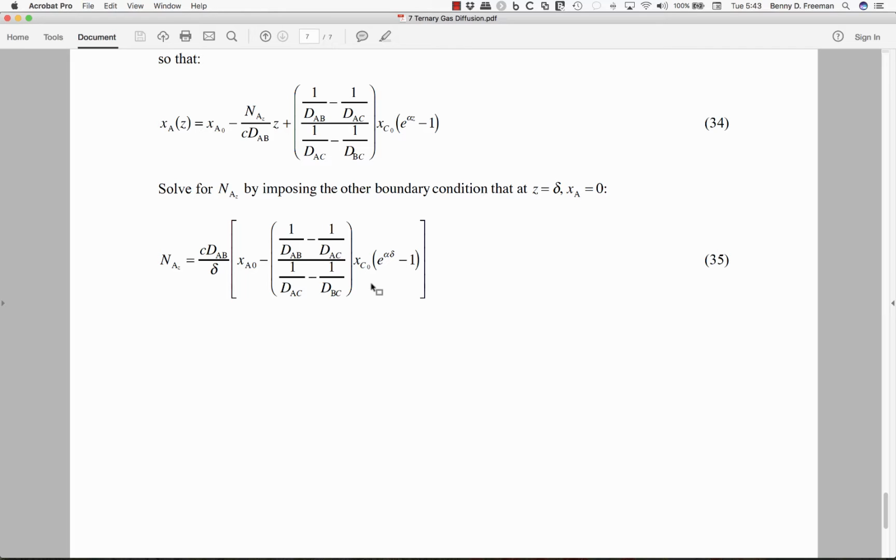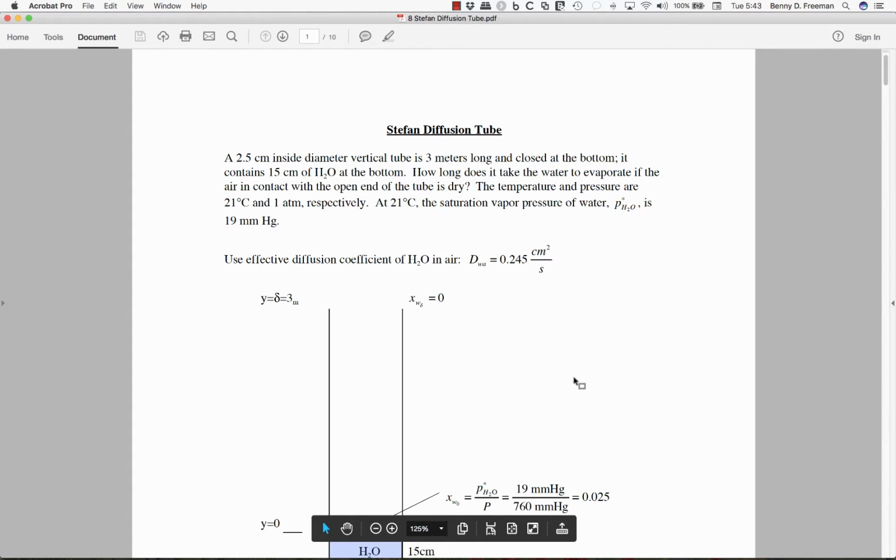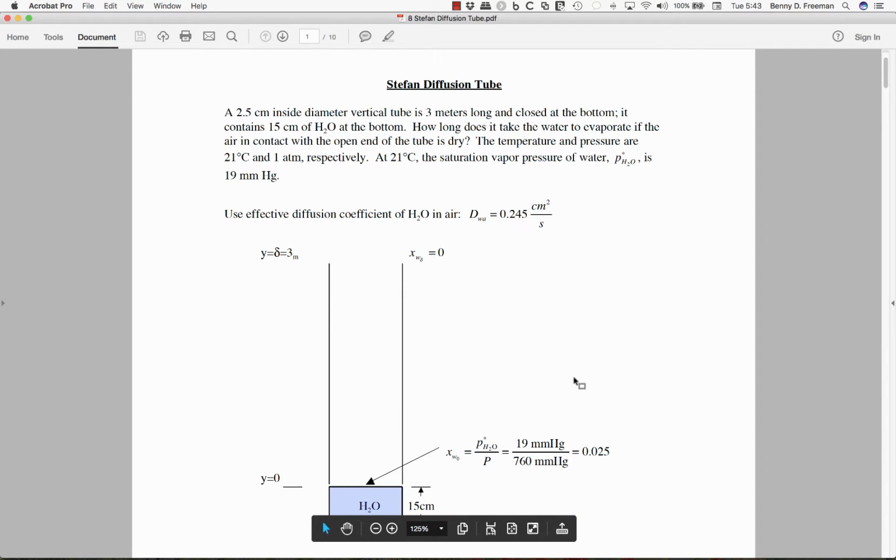Okay, so that's one look at how a third component influences the transport and concentration profiles of species that are undergoing chemical reaction. We're going to come back to this problem in a moment and look at it from a slightly different point of view, but I'll let it go for now and move on to an explicit numerical solution for a Stefan diffusion tube problem.